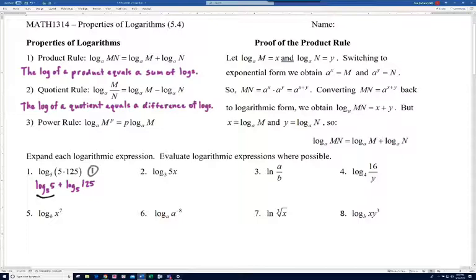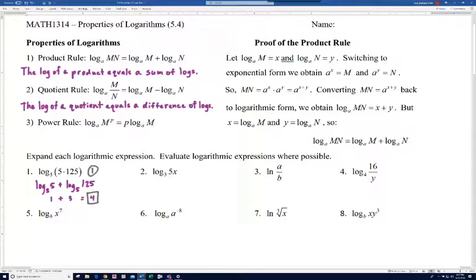Now, both of these logarithms can be evaluated. Remember, a logarithm is an exponent, and this is the exponent you put on a base of 5 to get 5. Well, of course, that would be 1. And then what exponent do you put on a base of 5 to get 125? That would be 3. And so this reduces to 4.